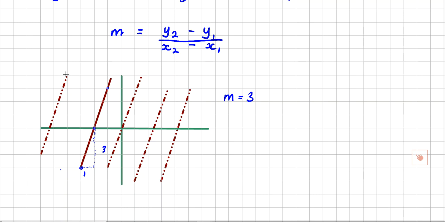And what do you call lines like this? Parallel. They're parallel. So that's what we've got to talk about. Parallel lines have the same gradient.